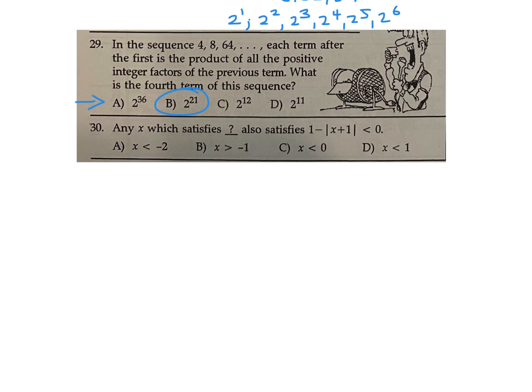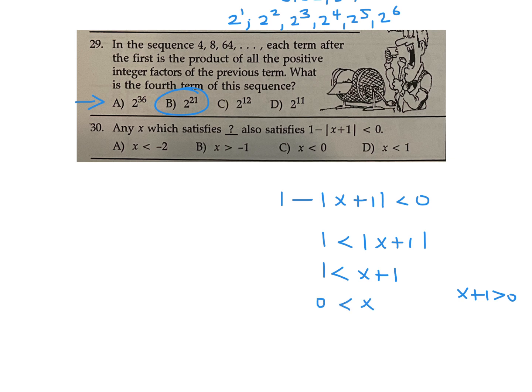Any x which satisfies something also satisfies that. Okay. So we have 1 minus the absolute value of x plus 1 is less than 0. So that means that 1 is less than the absolute value of x plus 1. Well, if x plus 1 is greater than 0, then this would just drop to x plus 1. So that means x would be greater than 0. So let's just keep that for now.